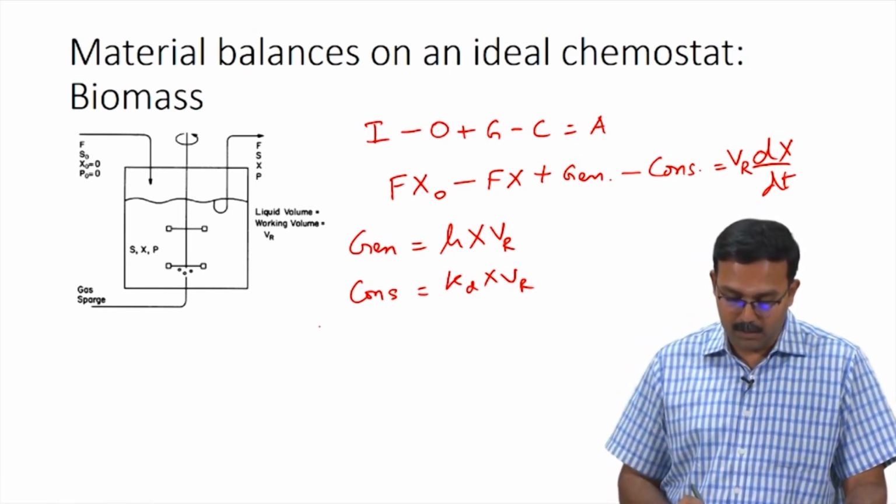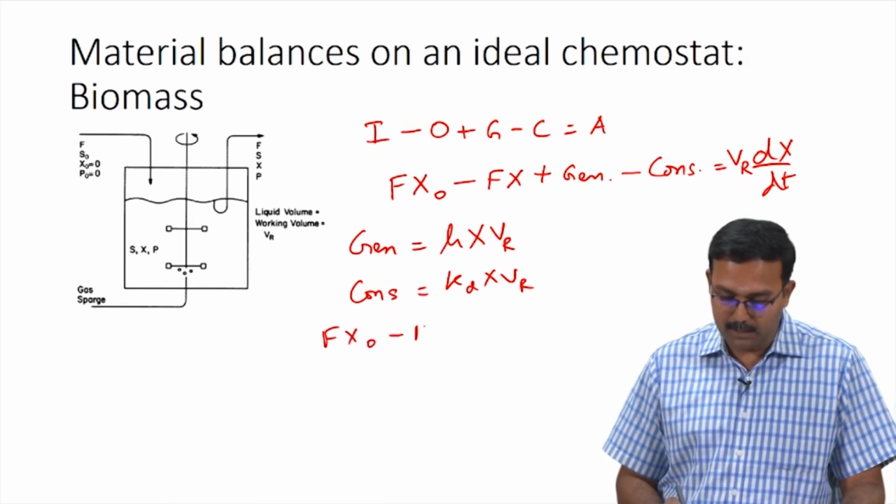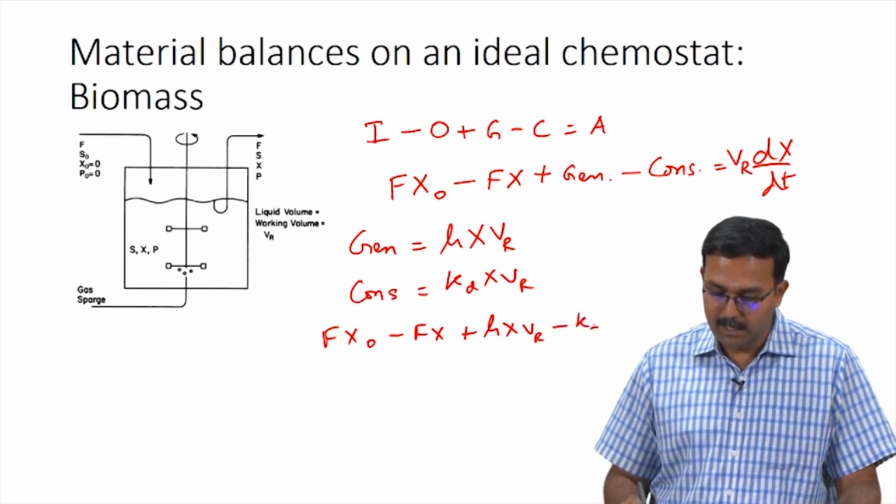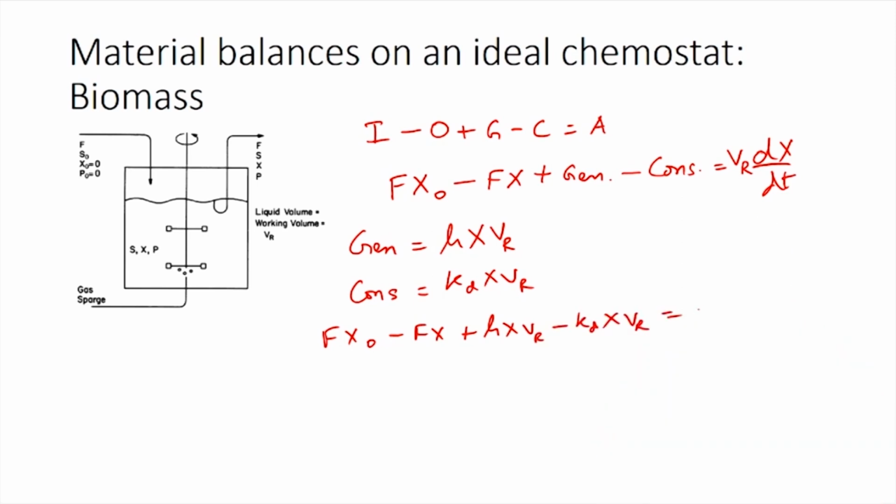Substituting all of this, we get Fx naught minus Fx plus mu x VR minus Kd X VR equals VR dx dt. You can also verify the dimensional homogeneity of this equation, just like we did for enzyme kinetics, and you would be able to confirm that this equation is dimensionally homogeneous. When we consider a steady state operation, this term will go to 0, and if we do not have any endogenous reactions or cell death, your Kd will also go to 0.